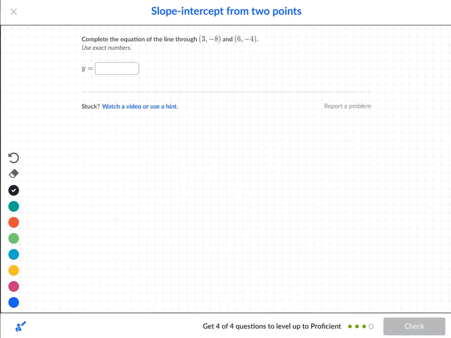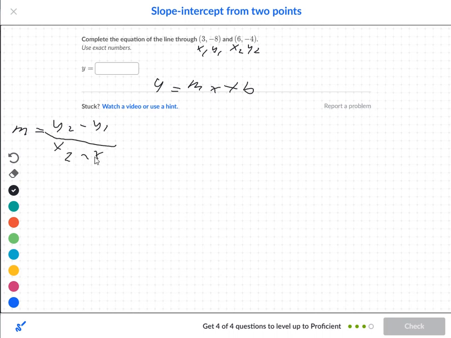Okay, next question. Again, we want to find what m is and what b is. The formula that you want to use is y is equal to mx plus b. So x1, y1, x2, y2. So the formula we're going to say is m is equal to the second y minus the first y, over the second x minus the first x. So from right here, we're going to say negative 4 subtract negative 8.